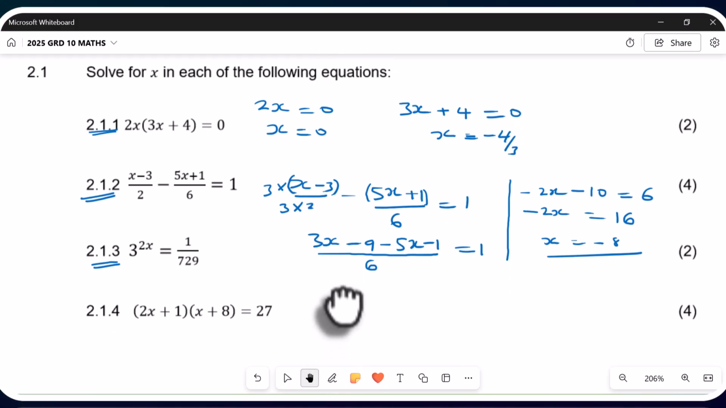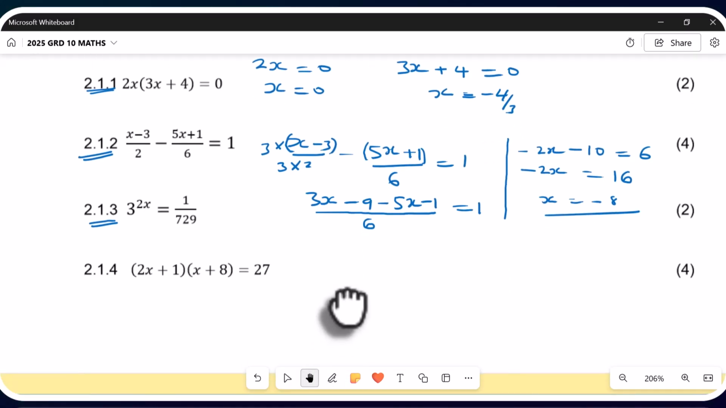So then now I have the 2x squared. What is 8 minus 27? What do you get? Minus 19 equals to 0.